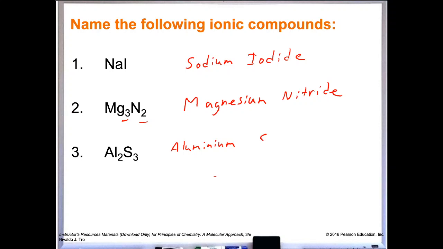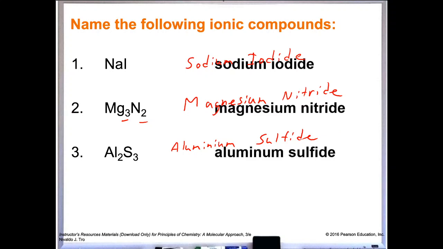Okay, then sulfur becomes sulfide. So we have sodium iodide, magnesium nitride, aluminum sulfide. So hopefully you got those right. These are, I don't think, too tough. You're really just changing the ending of the nonmetal. Okay, we can check our answers, and you should have this in your slides.